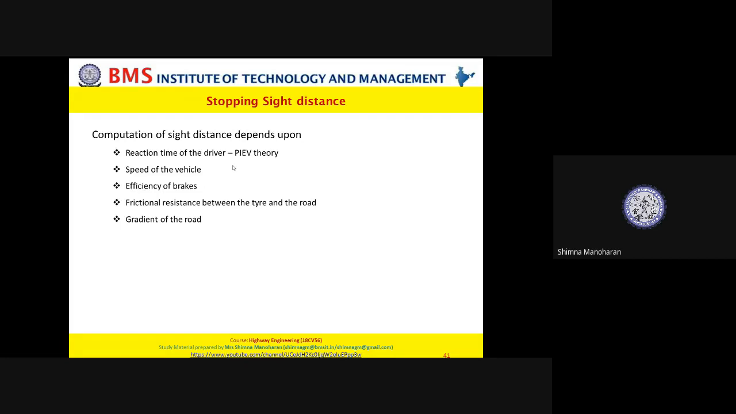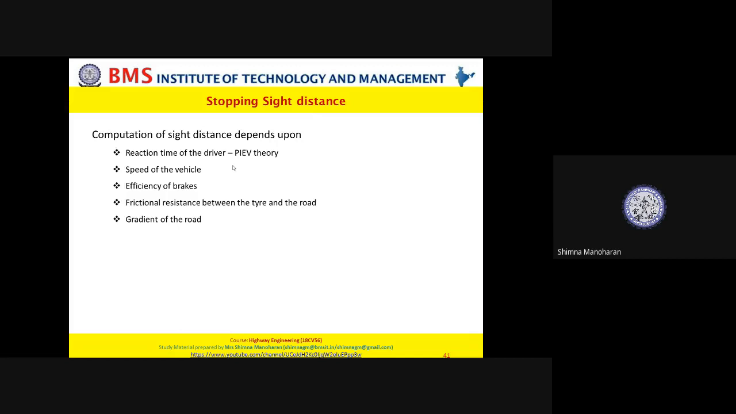So the reaction time can be divided into two. One is the perception time. Perception time is nothing but the time that is required for the driver to understand. It's the time required for the driver to realize that the brakes must be applied. How will you compute that time? It will be the time from the moment the driver sees the obstruction to the moment the driver applies the brake. So that is nothing but the perception time.